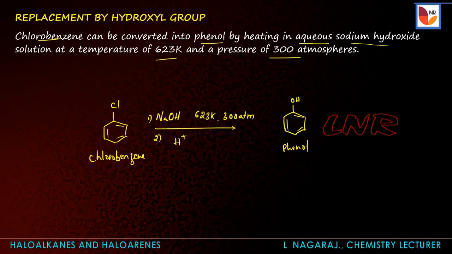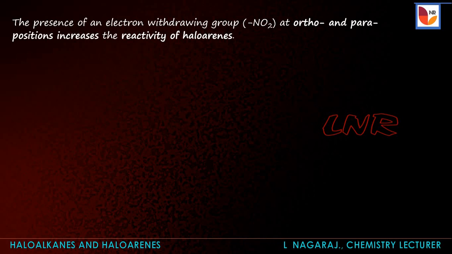So chlorobenzene is converted into phenol by treating it with aqueous sodium hydroxide in the presence of an acid at 623 Kelvin temperature and 300 atmospheres pressure. That is, Cl is replaced by the hydroxyl group. So the presence of an electron withdrawing group, that is the nitro group, at ortho and para positions increases the reactivity of haloarenes.